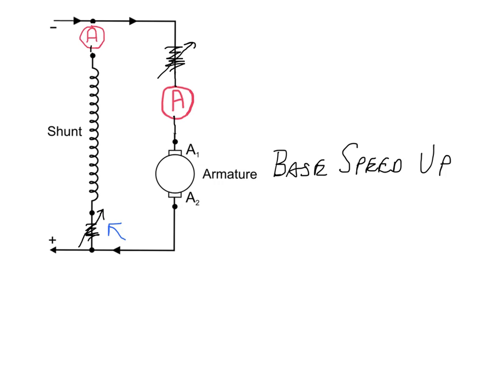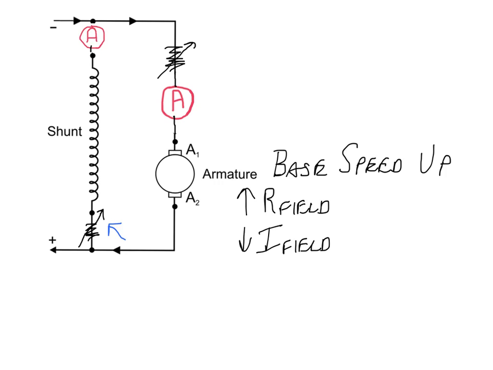If I was to say we're going to increase the amount of resistance in the field, the next question you ask yourself is, what does that do to the amount of current flowing in the shunt field? By this point you're probably able to bang these answers off, and you're going to say the field current is going to go down.